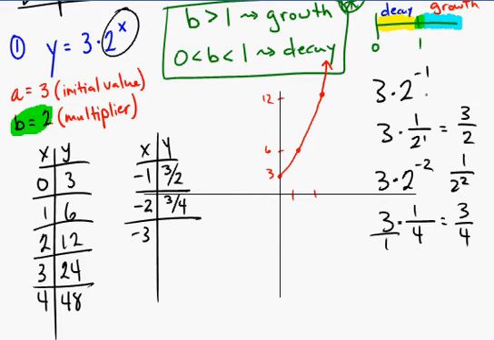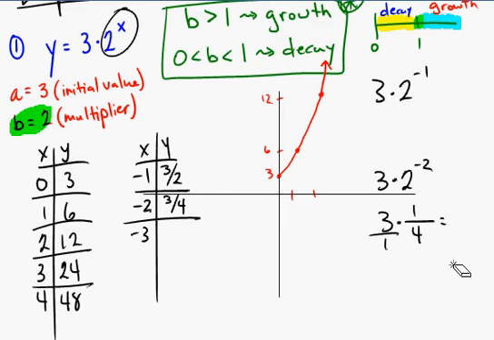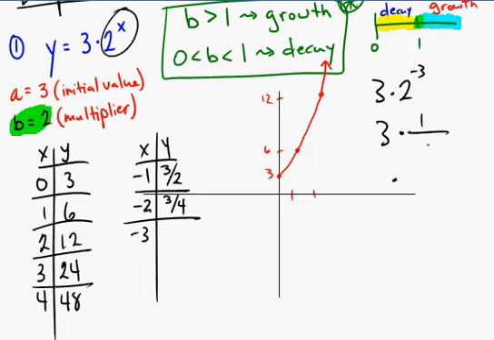What about negative 3? It's going to be 3 times 1 over 8, or 3/8. Look, these numbers here are getting smaller and smaller. As we go this way, they get lower and lower. But it's important to realize they're never going to get below this. They will never drop below the x-axis on this. It's the asymptote.